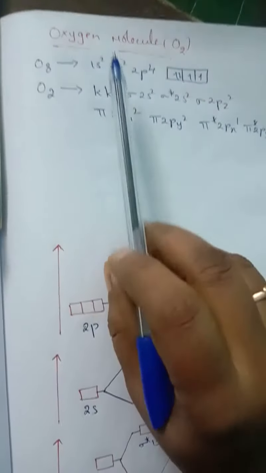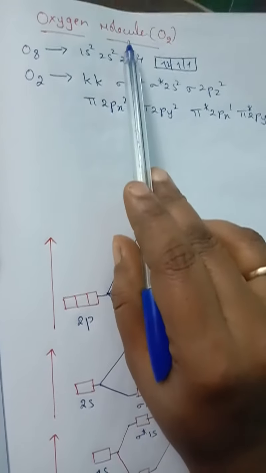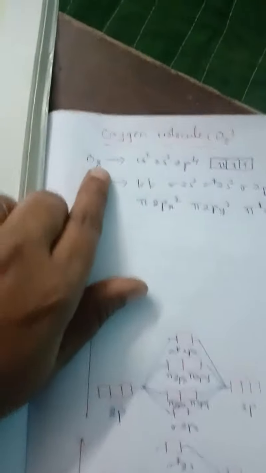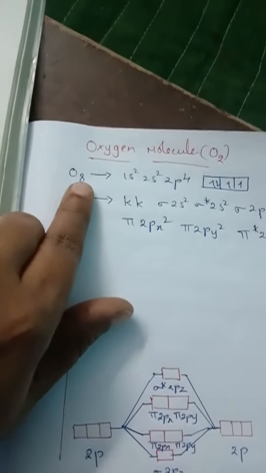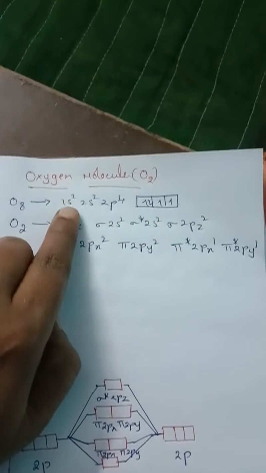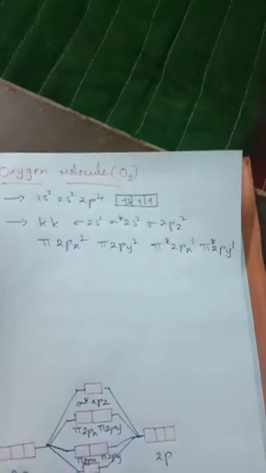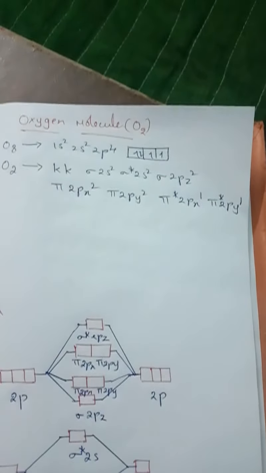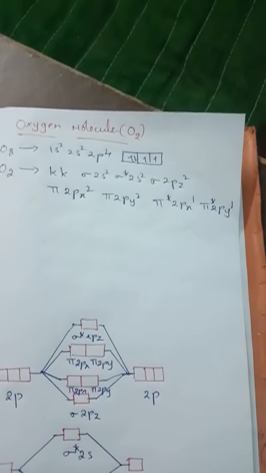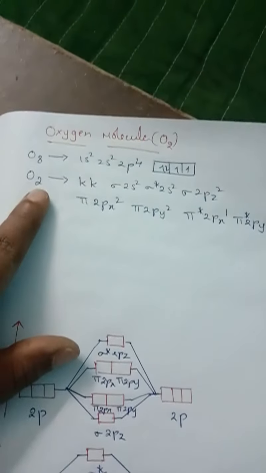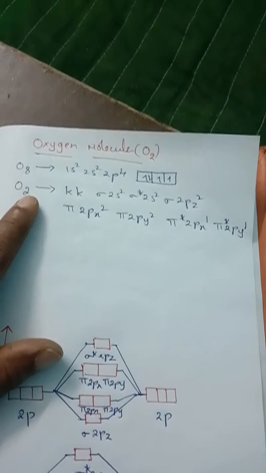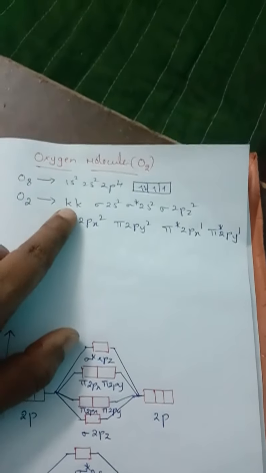Look here, children, another example: the oxygen molecule. For the oxygen molecule, the atomic number of the oxygen atom is 8. Its electronic configuration is 1s2, 2s2, 2p4. So each oxygen atom has 8 electrons. In an O2 molecule, there are 16 electrons, and the electronic configuration for the O2 molecule is, see, KK.